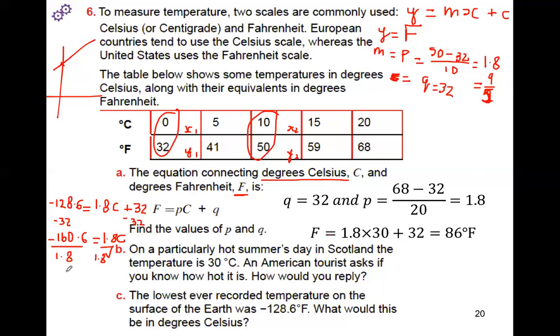89.2. So is it 89.2 or negative 89.2? Negative 89.2, because look at the question. If the lowest ever recorded temperature is not a negative temperature, then you should ask yourself that question. Surely, if it snows sometimes, we've got negative temperatures. So nearly negative 90 is the coldest.